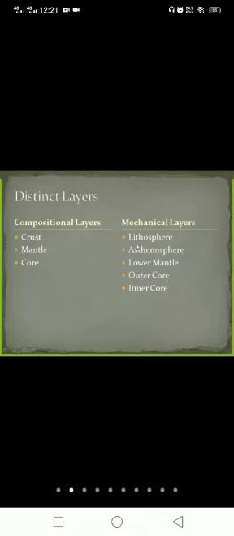Then lower mantle and asthenosphere are the parts of mantle. Then some part of upper mantle plus crust together form the lithosphere. These are the mechanical layers for understanding the internal structure of Earth. Core is further divided into two layers, inner core and outer core. Then mantle is divided into almost three layers.